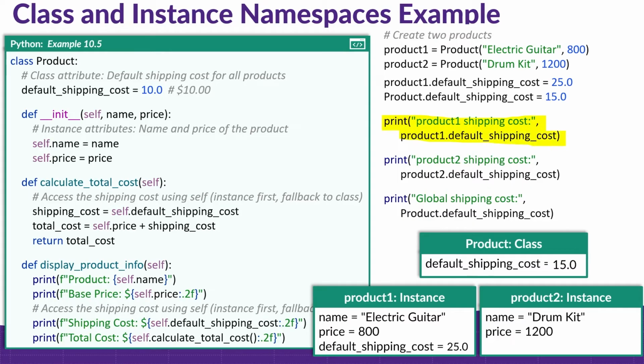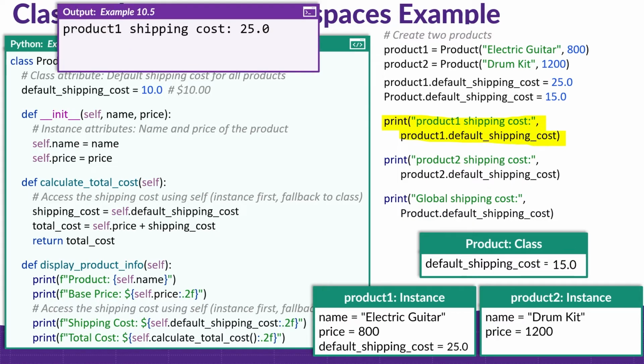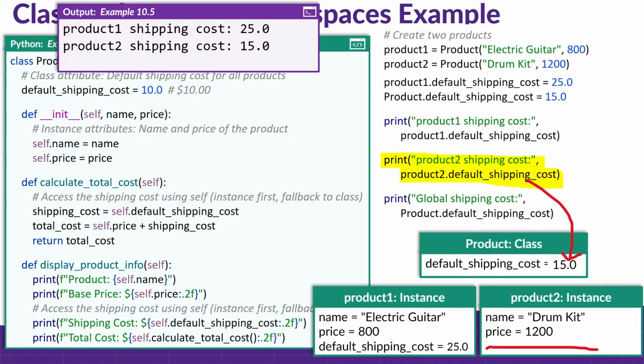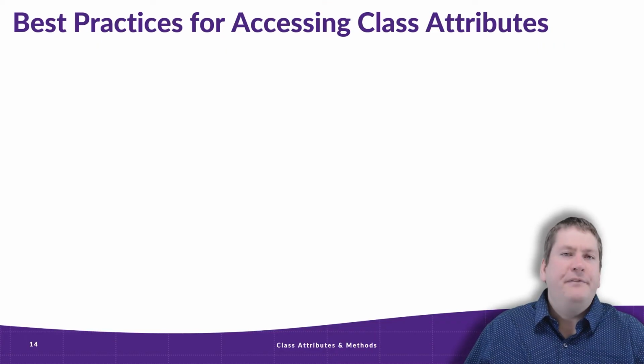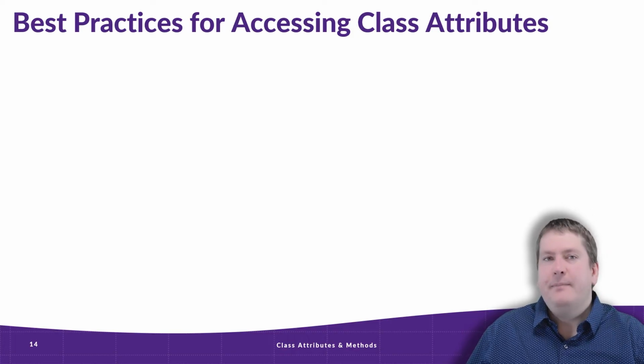cost. So for product 1, we are going to get a result of 25 because this is going to be referencing the default shipping cost instance attribute that's only in product 1. For product 2, there is no instance attribute named default shipping cost, so we get 15 because it is accessing the product class, the class attribute stored in the product class, that is. And for the last one, we are directly accessing the class attribute, so this is accessing the 15 in default shipping cost. So we have 2 different ways of accessing class attributes, and that can be a bit confusing.